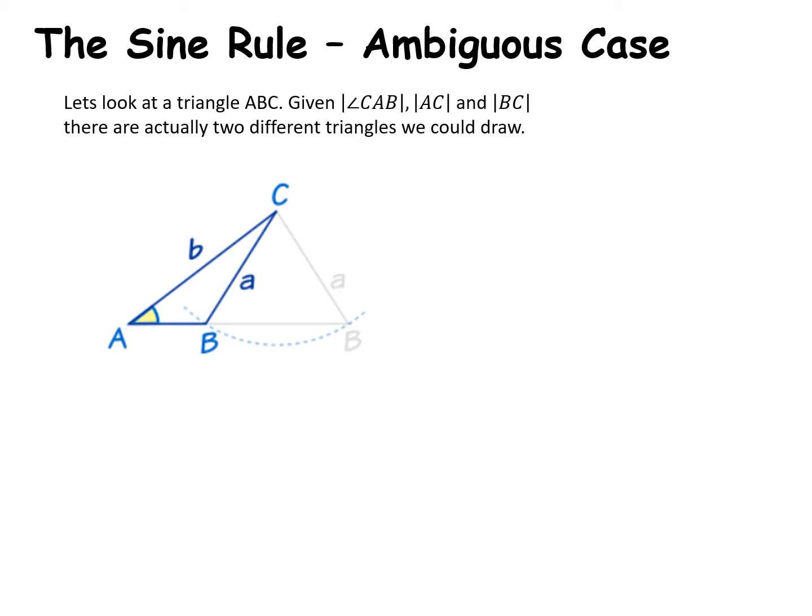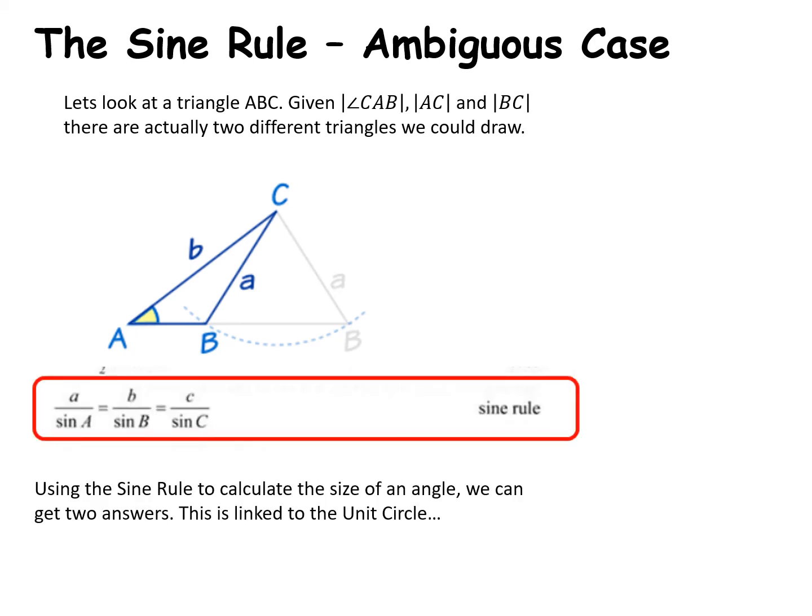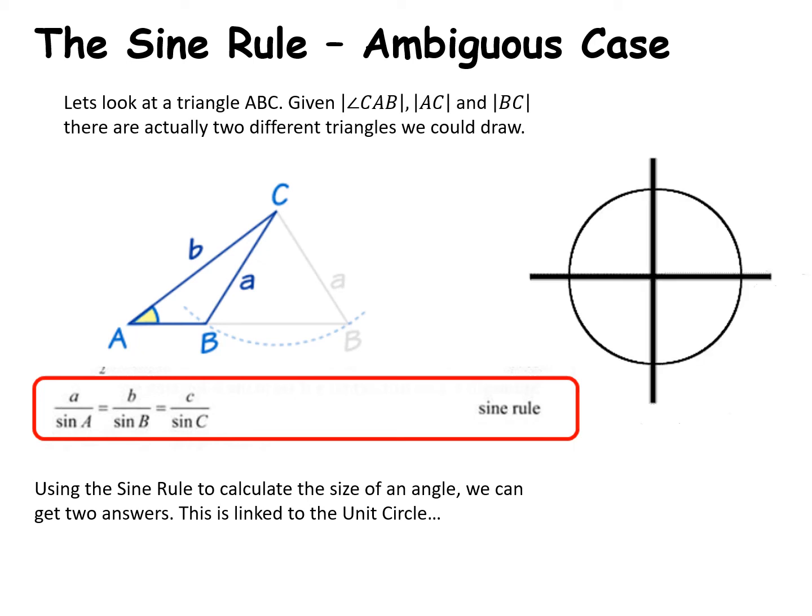If it doesn't, we have this issue here. We have what we call an ambiguous case. There are two possible triangles with the same measurements. So if we work with the sine rule, it is possible to get two answers for an angle or a size. So when we talk about this, it's linked to the unit circle, because when we talk about the unit circle, cos is positive, all is positive, sine is positive, tan is positive.